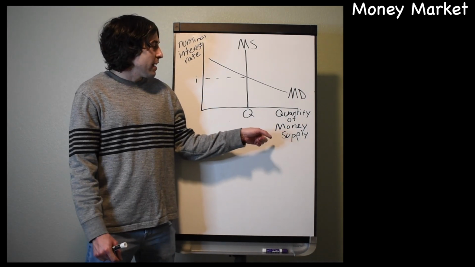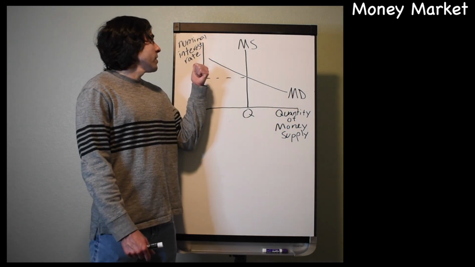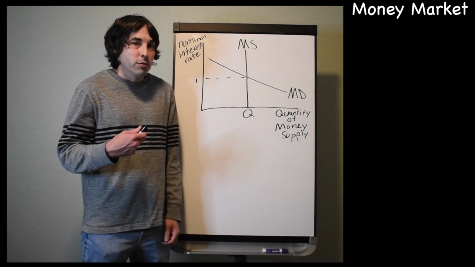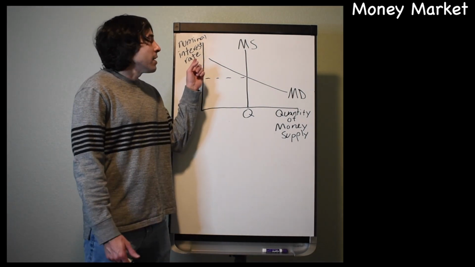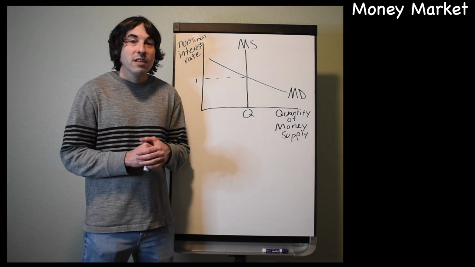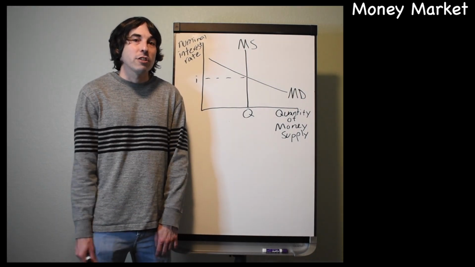Down on this horizontal axis we're going to have quantity, but this time it's the quantity of money supply. And over here on the vertical axis we're going to have the price. But this time it's the price of borrowing money, which is the interest rate. And we're going to be doing the nominal interest rate, which is the interest rate without accounting for inflation. So how much you're being charged when you walk into the bank, not taking inflation into account.